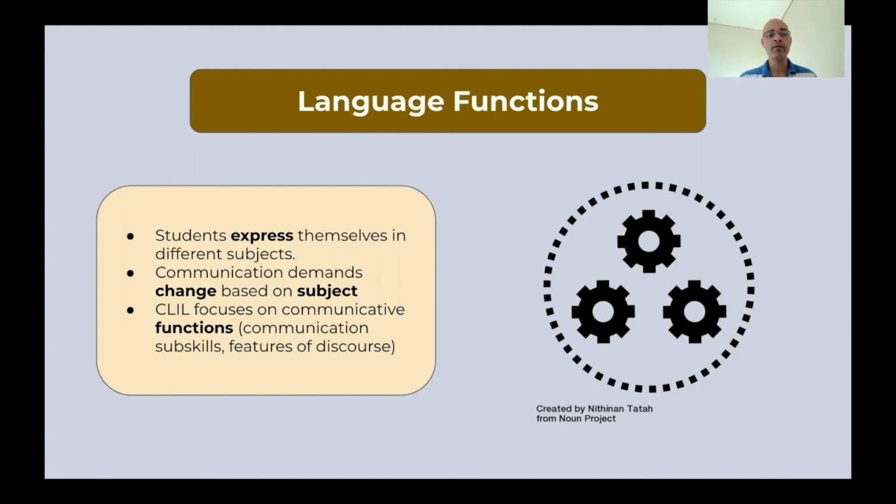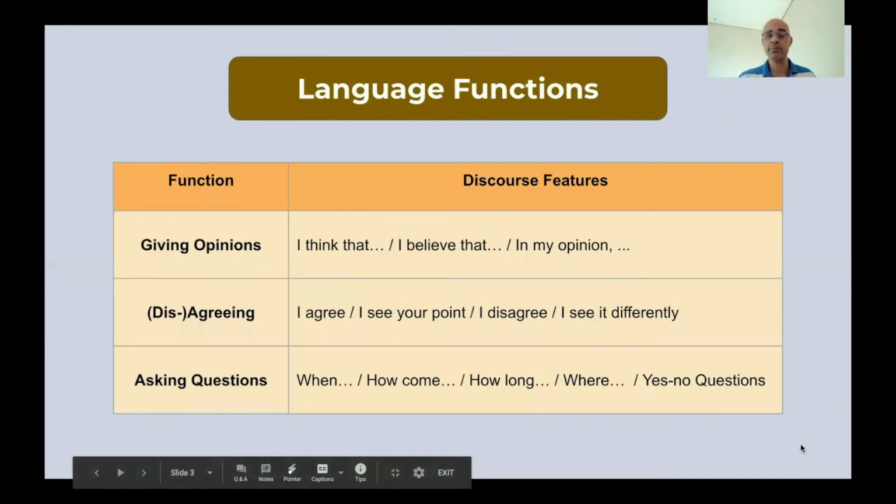So CLIL focuses on communicative functions, which means the sub-skills or the skills, or some people will call them the features of discourse. For example, if you're having a discussion, you need to agree, you need to express an opinion, you need to clarify a point. So agreeing, expressing an opinion, clarifying a point, or even disagreeing, those are language skills, or some people will call them sub-skills, if you consider speaking itself a skill. So let's move on and see this in more detail.